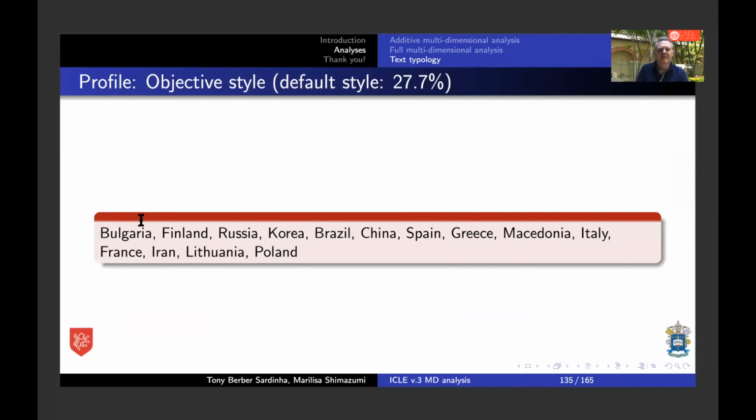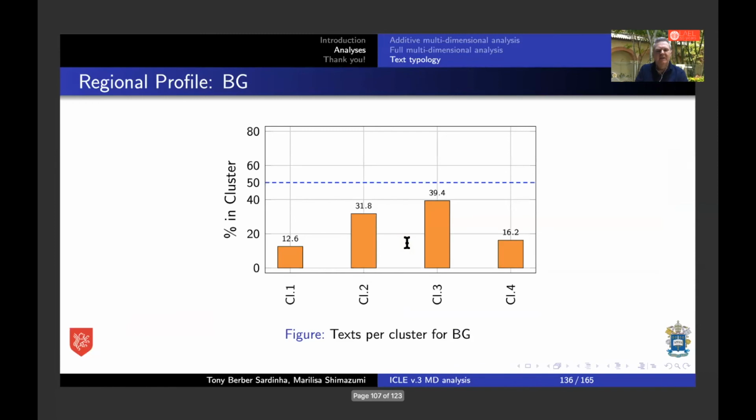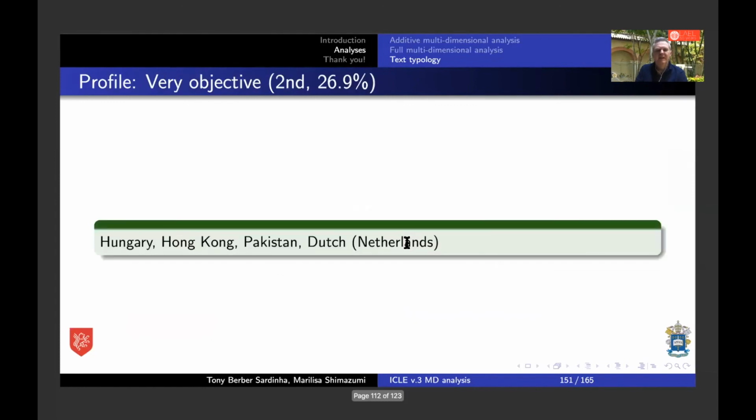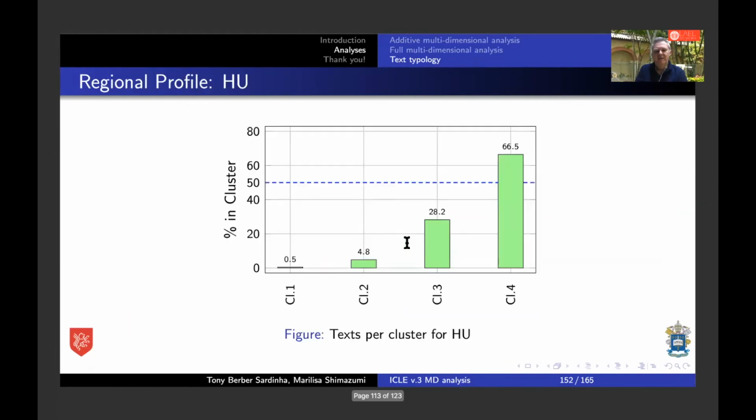So you see a whole lot of countries that prefer this one: Bulgaria, Finland, Russia, Korea, Brazil, China. So they look like this. As you can see, not much difference. So here's for Bulgaria, here's from Finland, here's from Russia, here's from Brazil. It's pretty much the same. So, and China. And last of all, the very objective one, as you know, Hungary, Hong Kong, Pakistan, and Dutch from Netherlands. So they look like this. As you can see, it spikes up for cluster 4, cluster 3 is a decent size as well. So here we go, look at that.